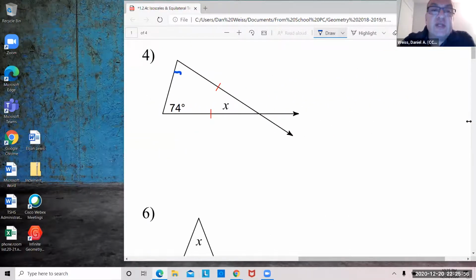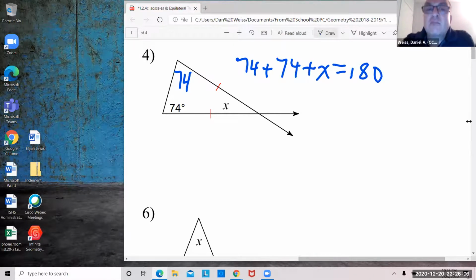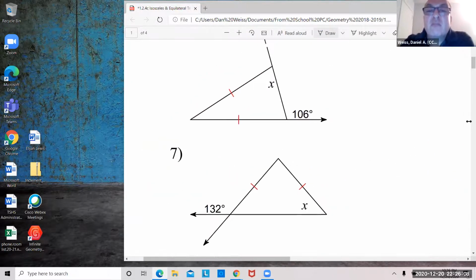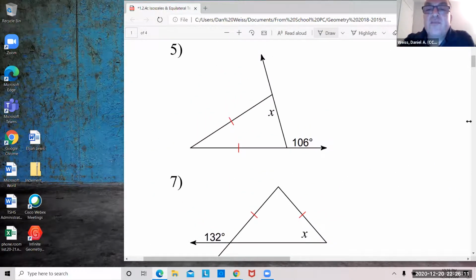If this is 74, this is 74. 74 plus 74 plus x equals 180. If this is 106, this is 74, because I have to subtract from 180, because these two angles add up to 180. That plus that equals 180. And if this is 74, this is 74. x equals 74.